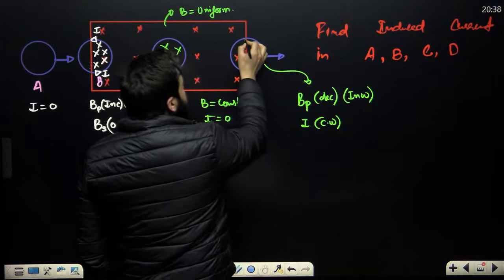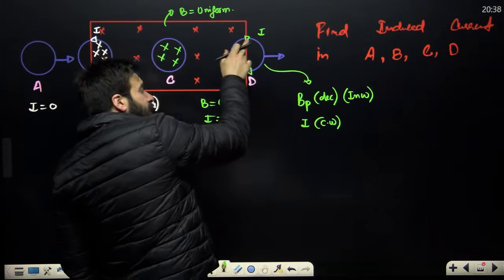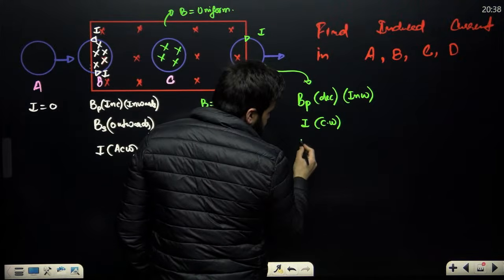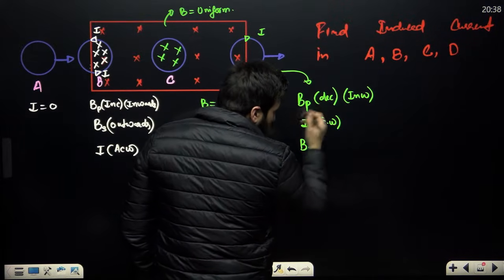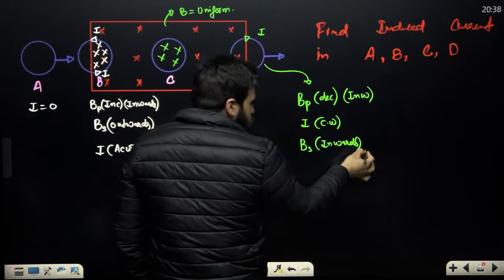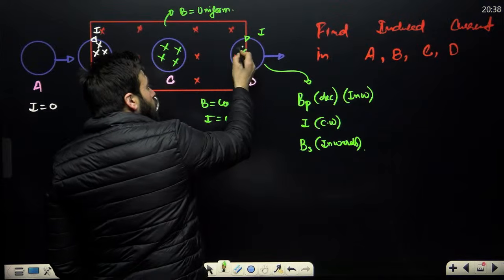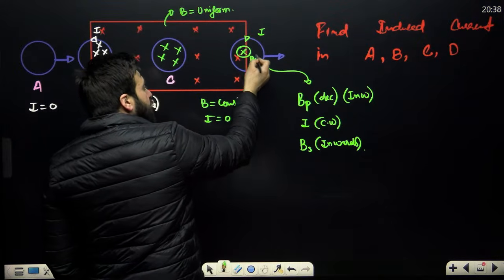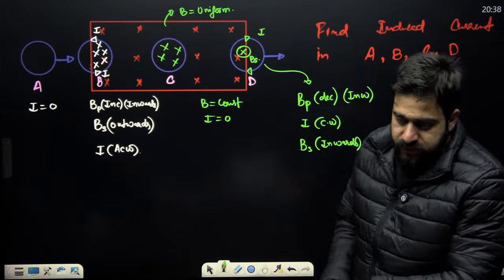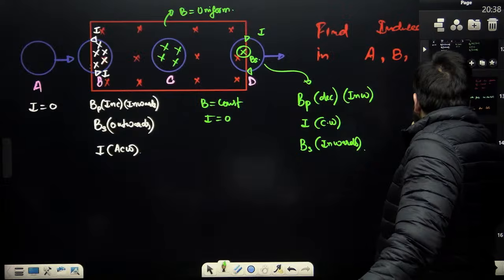Why? Because if you keep the direction of the current as clockwise in this particular case, then only it will create the secondary magnetic field which will support the decreasing magnetic field. So secondary magnetic field also has to be inwards. Why? Because primary magnetic field is decreasing and is inwards. Secondary has to be inwards. That is only possible if you keep the current in the clockwise direction. Tell me, is this clear?